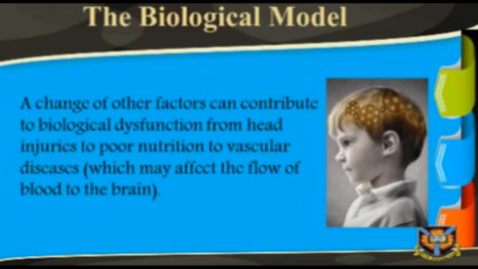A number of other factors can contribute to biological dysfunction, from head injuries to poor nutrition to vascular diseases, which may affect the flow of blood to the brain. Three sources of biological abnormalities have been identified: genetics, evolution, and viral infections.